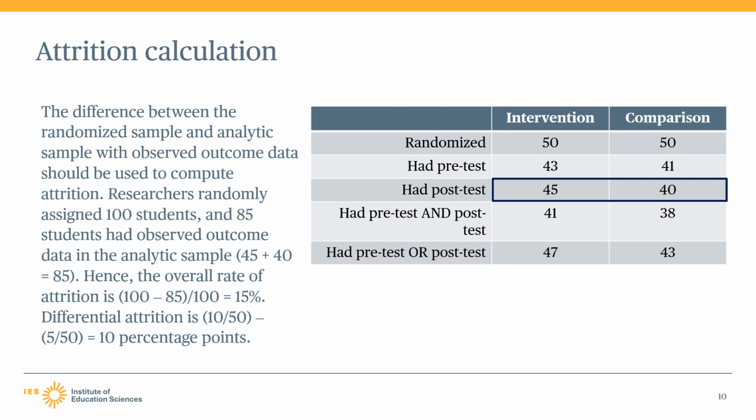Well, recall that we calculate attrition based on the number of participants with missing or imputed outcome data. Information about the number of participants with missing or imputed baseline data can be useful in steps 3 and 5. However, for calculating attrition, we only are interested in the outcome data. In this case, 5 intervention and 10 comparison group students have missing outcome data. So, there are 15 students overall with missing outcome data. This corresponds to 15% overall attrition and differential attrition of 10 percentage points.